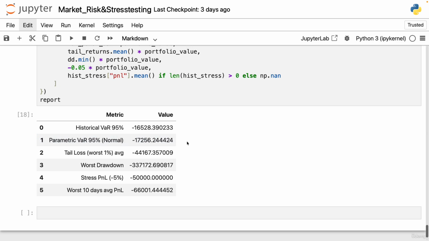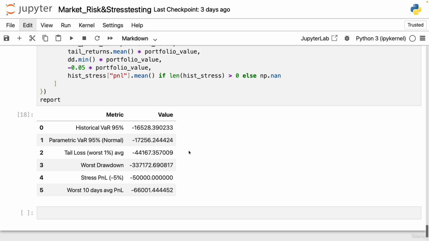The parametric VaR, based on a normal distribution assumption, is slightly more conservative at around minus 17,200. These two numbers are close, which suggests that for moderate downside risk, the normal approximation is not wildly misleading.